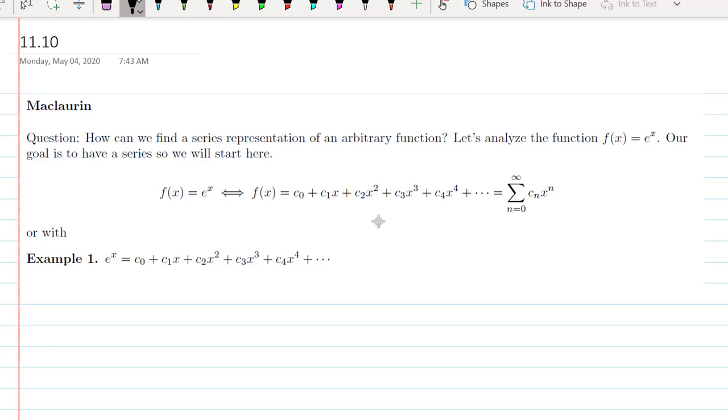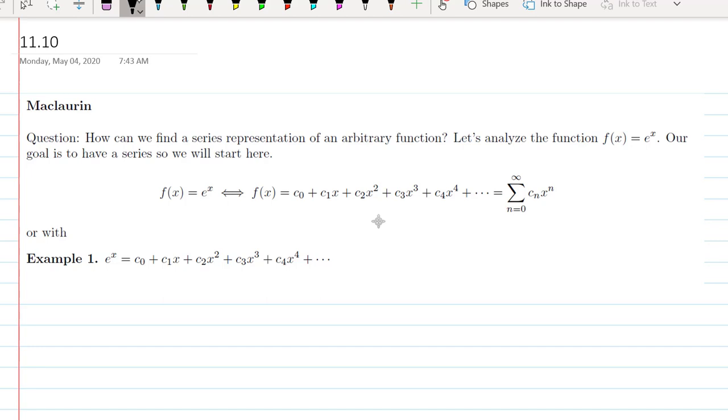In this section, our goal is to represent any infinitely differentiable function as a power series. And these two series are going to have special names, a Maclaurin series and a Taylor series. So the question that we want to answer is, how can we find a series representation of an arbitrary function?